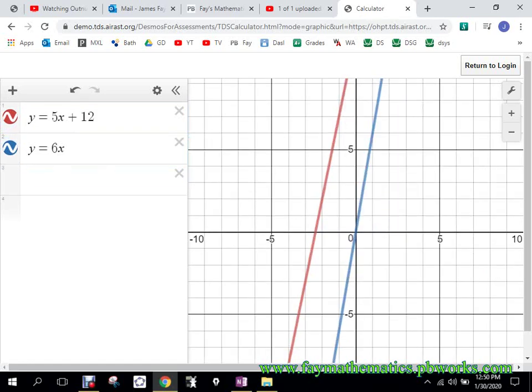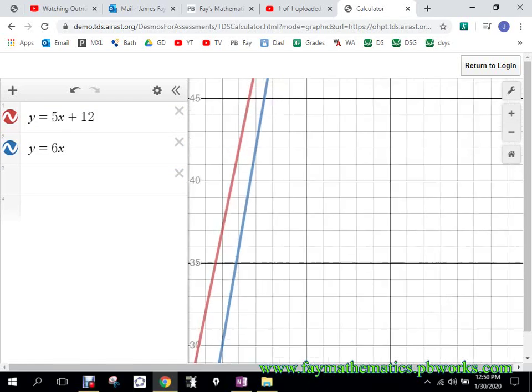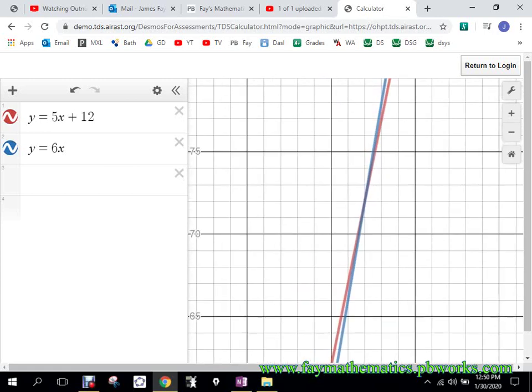Now, as we scroll up here to see where they cross, I just need to click on those lines and then highlight that point. So 12, comma 72 is where they cross. Does that make sense? So (12, 72) is their point of intersection. Let's talk about what that means.